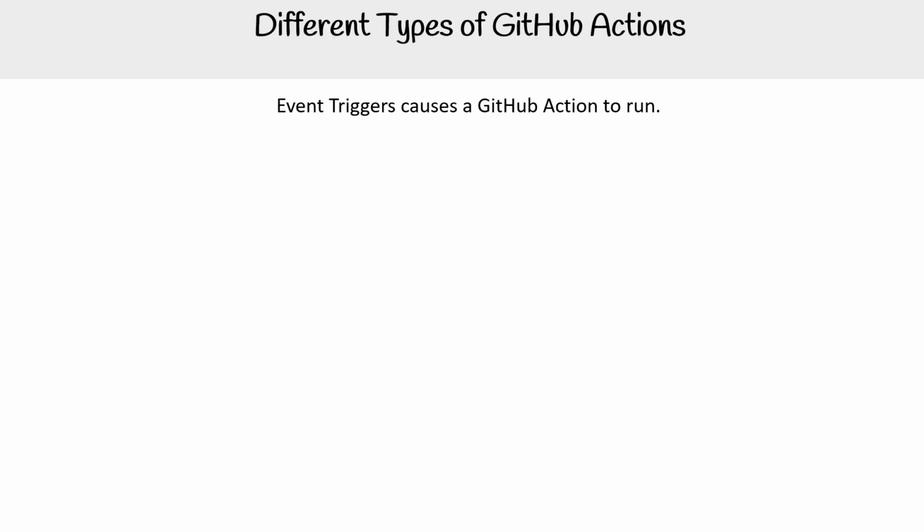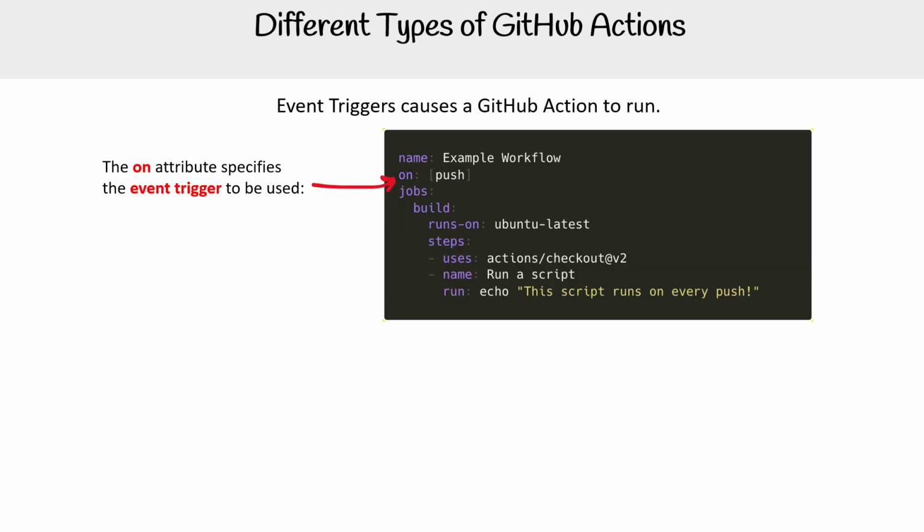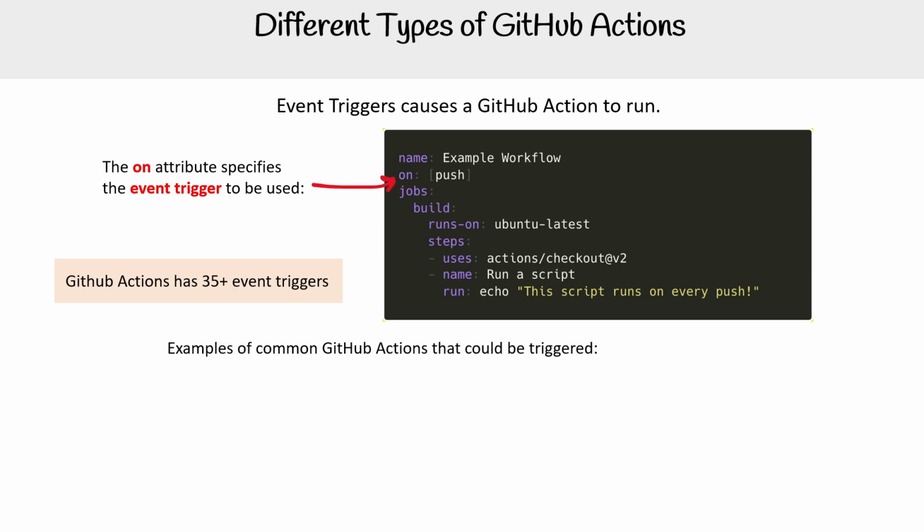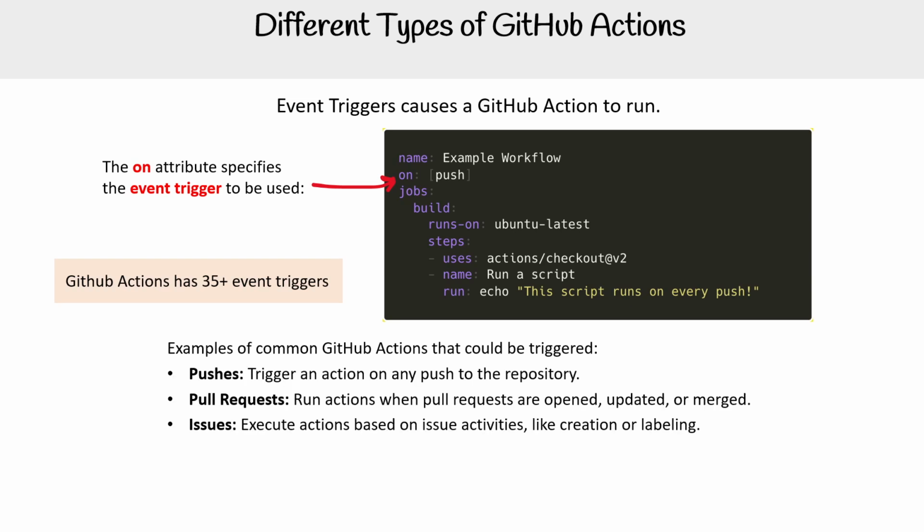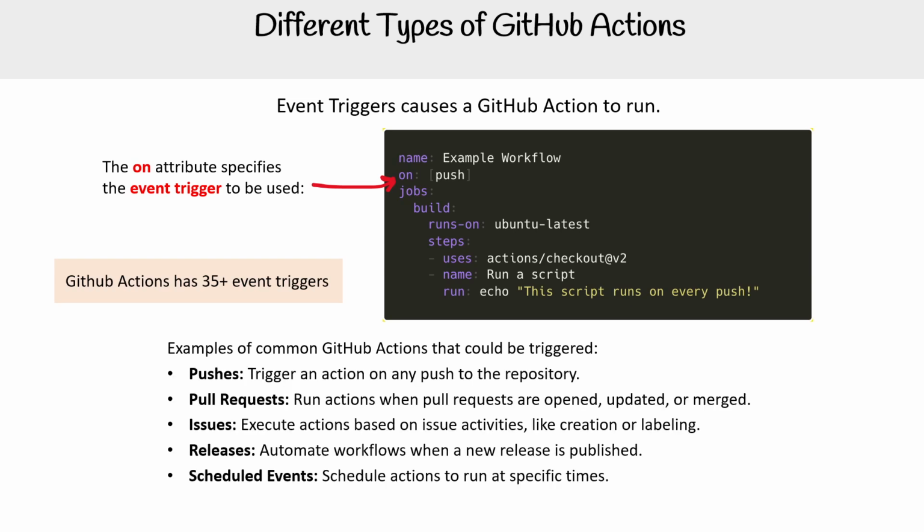There are different types of events that can trigger an action to run, and we'll notice that on the on event there. In this case, if something was pushed to the repo, it would trigger the jobs, and then those jobs will run the steps on the specified compute. GitHub Actions have 35-plus event triggers. Examples of common triggers would be pushes, pull requests, issues, releases, schedule events, manual triggers, but there's a lot more than that. So anyway, that is the intro to it, but we'll get into doing some hands-on here, and then we'll get into the specifics of GitHub Actions, okay?